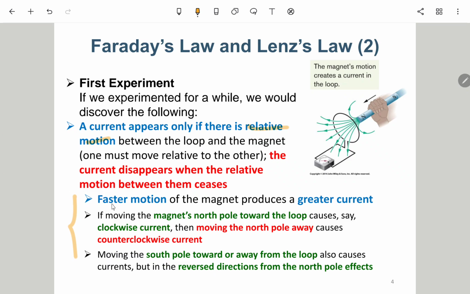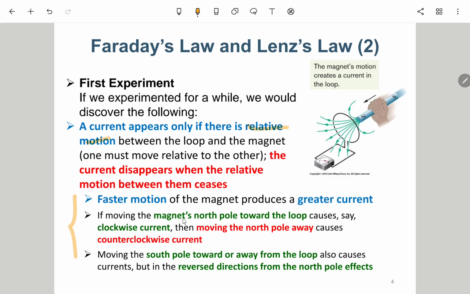Okay, so then there are some smaller points. The first one is a faster motion of the magnet produces a greater current. So it's related to the speed of the motion. And then second, if moving the magnet's north pole towards the loop causes, say, clockwise current, then moving the north pole away causes counterclockwise current.